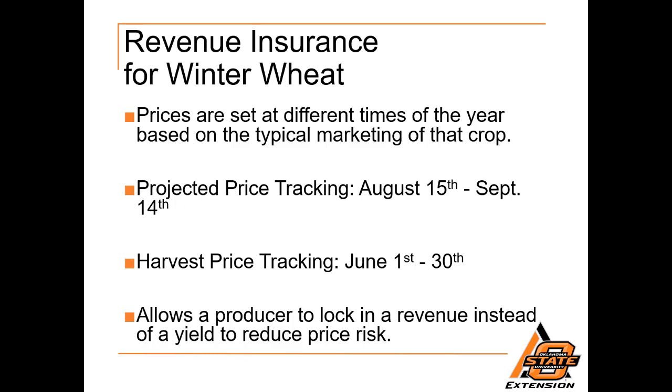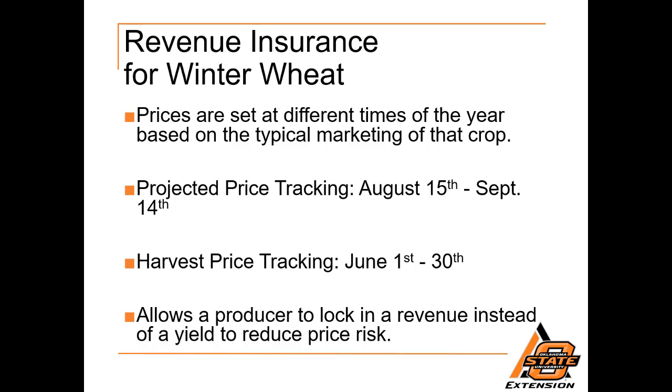We have to know what our approved yield is, and we have to know what the price is that the insurance is going to insure. So we track those prices. Prices are set at different times of the year based on the typical marketing of that crop. So here, for example, with winter wheat, the projected price tracking occurs from August 15th to September 14th, which is a period of time right before most wheat gets planted in this area. So whenever that price gets set, producers will know what the projected price is and what their approved yield is, so they'll have a general idea of what the revenue guarantee is going to be on their farm.